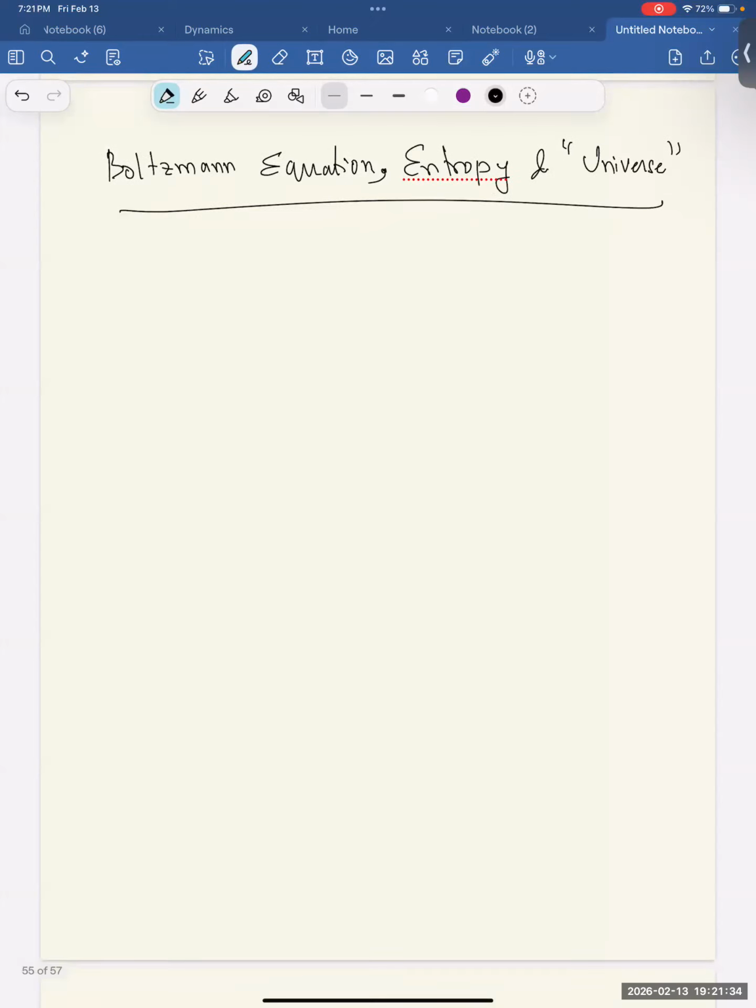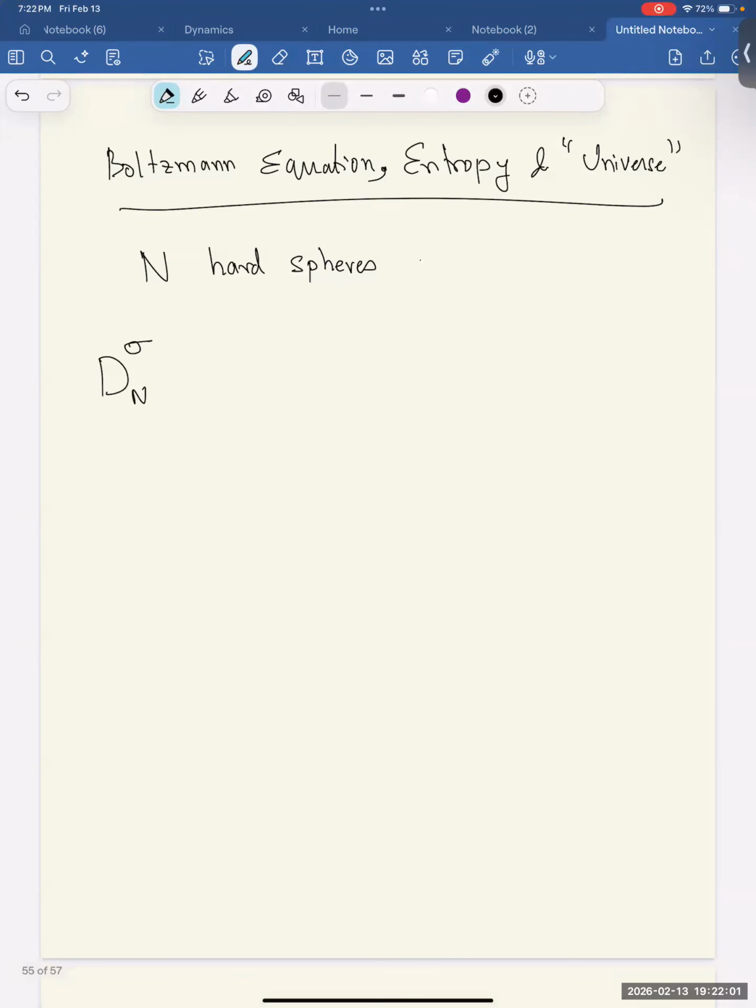So what have we done so far? We considered n hard spheres that are basically in space, and they undergo perfectly elastic collisions among them. Okay, so we defined the 6n-dimensional phase space. So we have n hard spheres of diameter sigma, and they're elastically colliding.